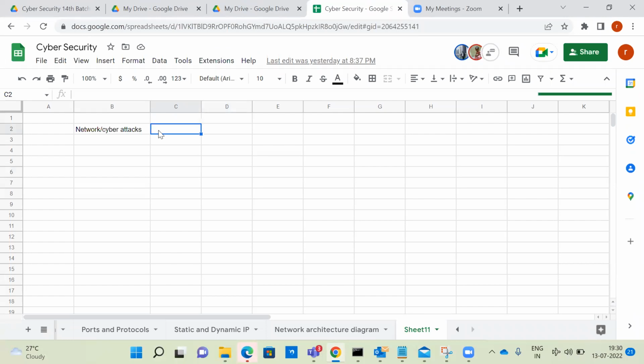The first framework is the cyber kill chain process. The second framework is the MITRE ATT&CK framework. These two we can discuss. Once these two are completed, we can start on network and cyber attacks. So the first one is the cyber kill chain process.